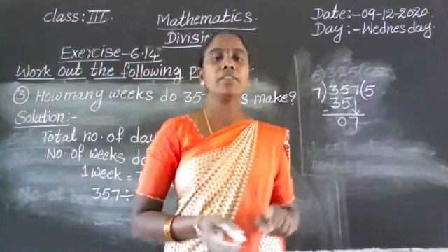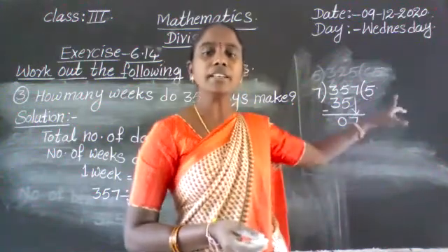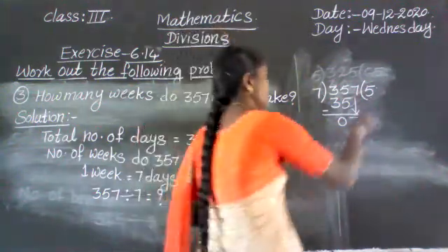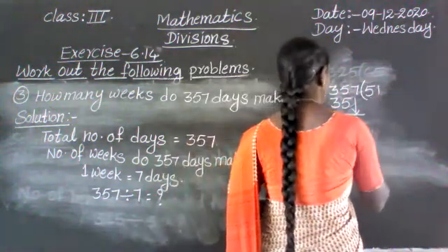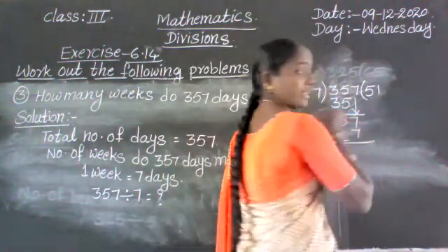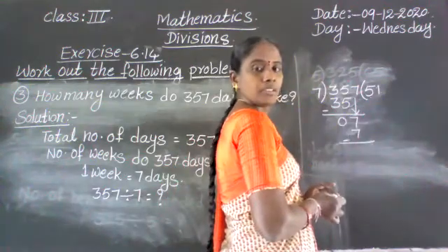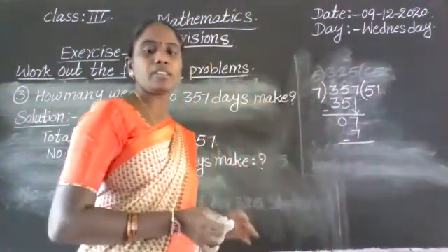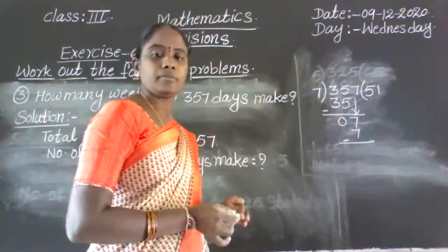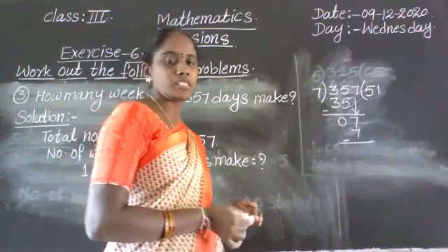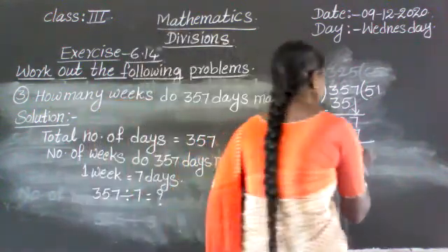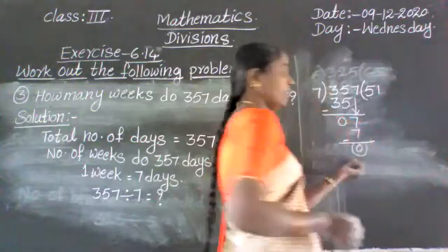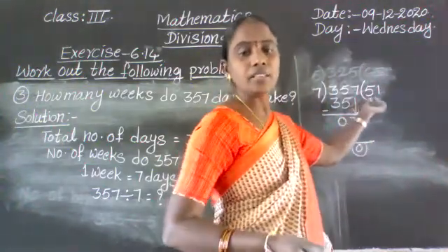Yes, 1. 7 ones are 7. So write 1 in the quotient place and 7 in the dividend downside. 7 minus 7. Subtract 7 minus 7. What is the difference of 7 and 7? Very good. 0. Yes, here 0 is the remainder. Next, 51 is the quotient.